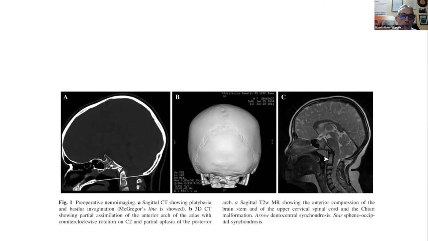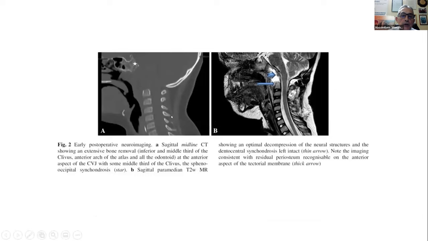You can see here tonsillar herniation and basilar invagination with some dysembryogenetic Klippel-Feil fusion, non-segmentation, C1 features. And soon after surgery, you have a wide decompression of the anterior part of the craniovertebral junction, as you can see with this post-op CAT scan. You can see that the bone removal reaches the synchondrosis between the clivus and the sphenoid bone.